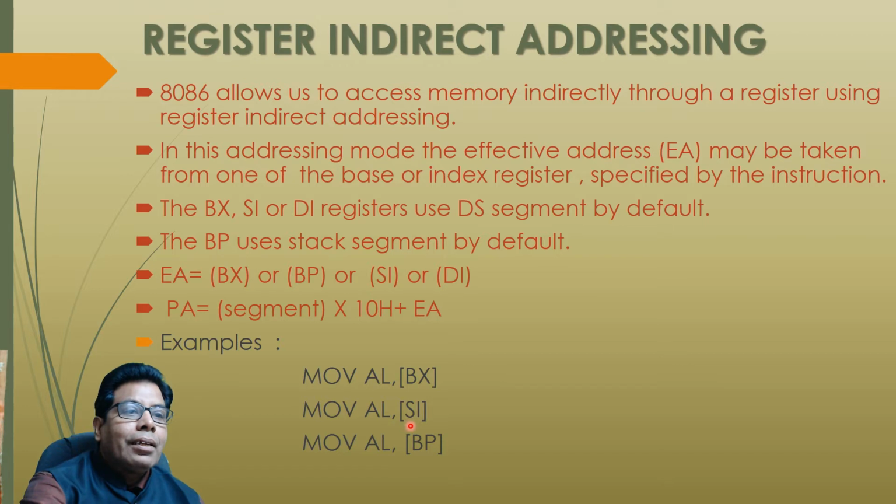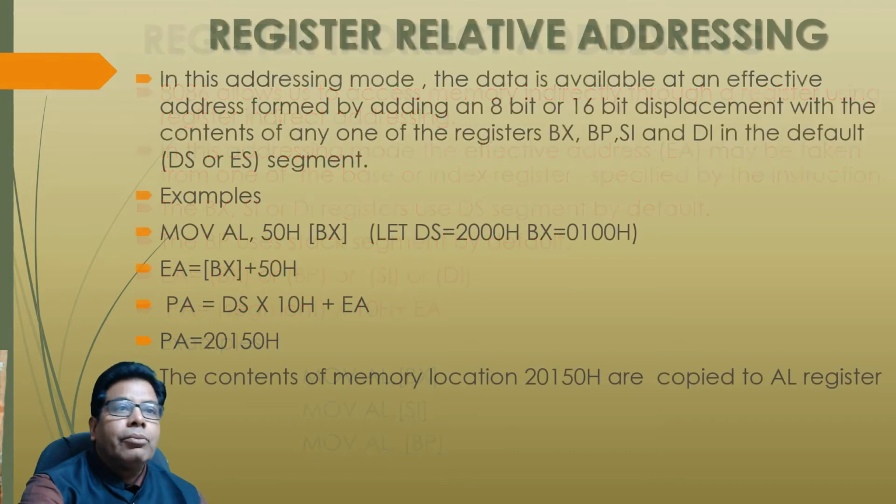Then similarly here the contents of SI will be added as effective address. Then the last, move AL BP. Here the contents of BP are added. Now in this case the default segment will be SS, so that will be added to the segment SS multiplied by 10H. So this is how the register indirect addressing will work.